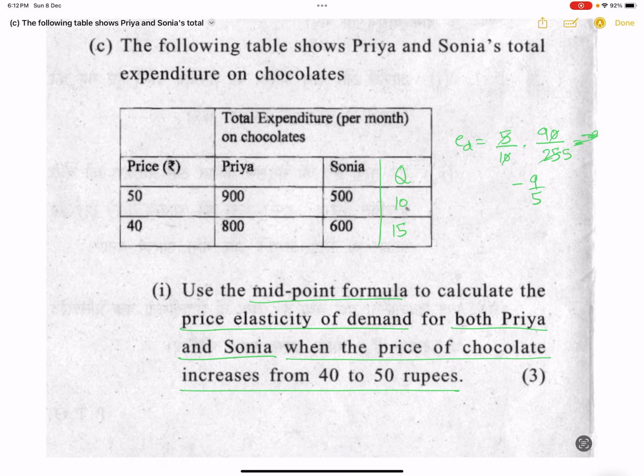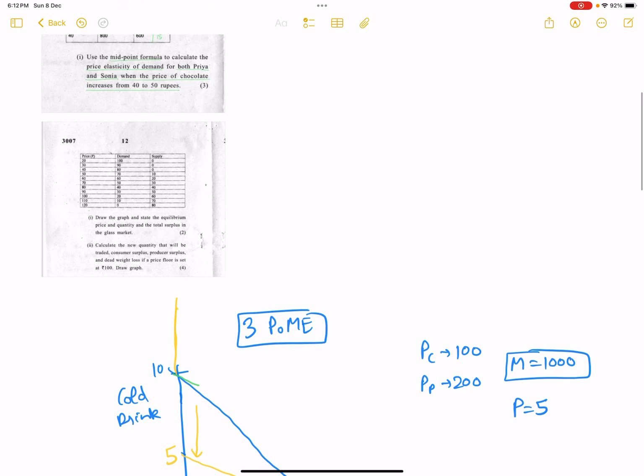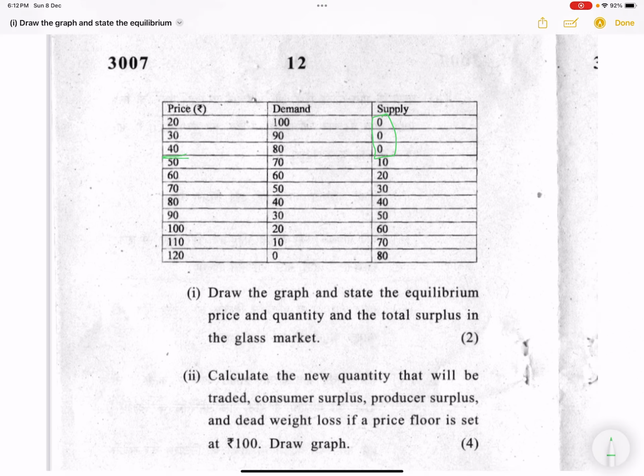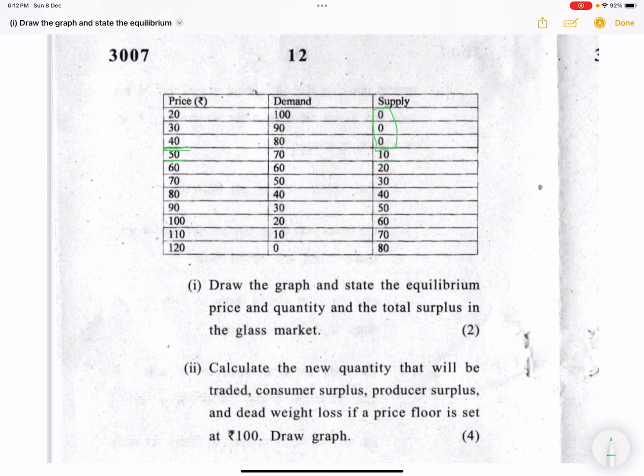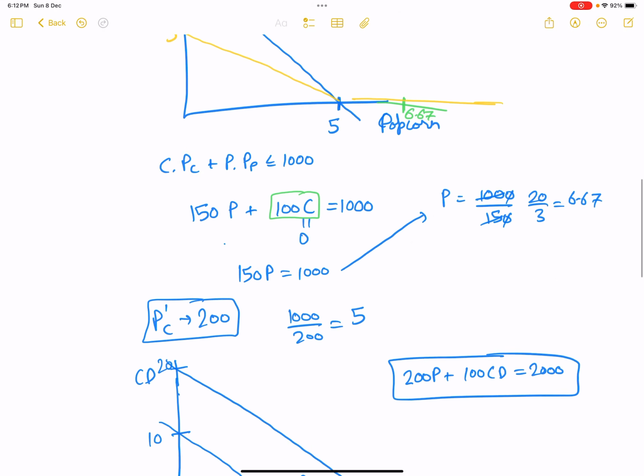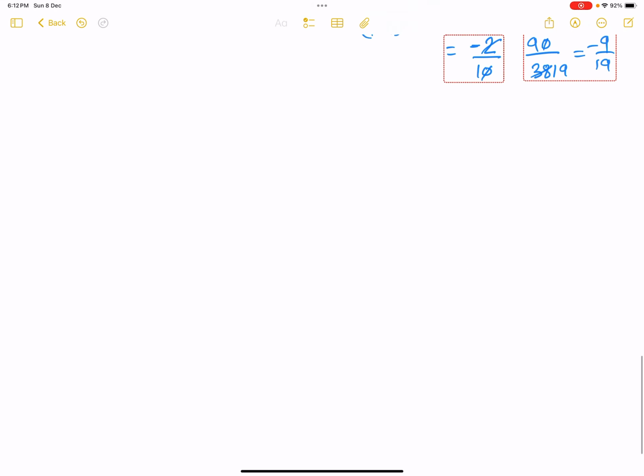Okay, now moving on to the next question. This is the demand and supply structure given to us. Look at these three values. Till price 40, supply is 0, and at 50, quantity becomes 10. You are supposed to draw the graph and state the equilibrium price and quantity and the total surplus in the glass market. I hope you can draw the graph on your own.